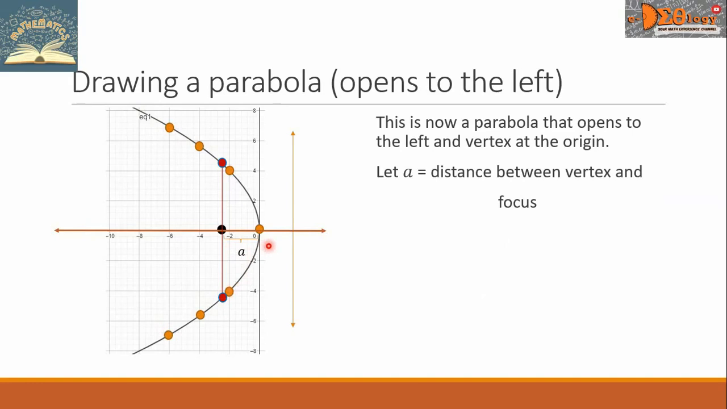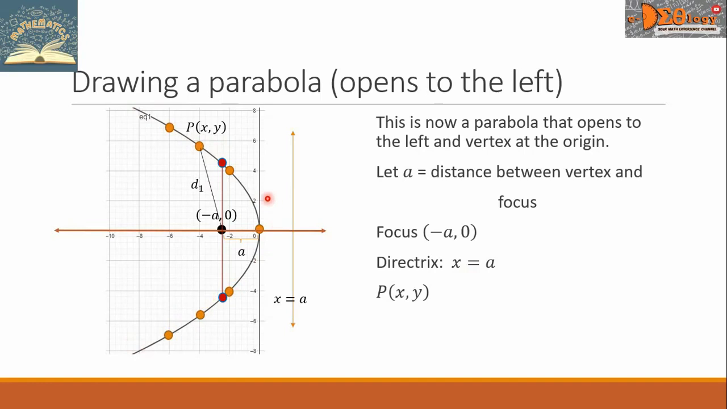We let a be the distance between the vertex and the focus. It means the focus has the coordinates (-a, 0), and the directrix has the equation x equals a. We take one point of the parabola, say this point. We put this P with coordinates (x, y), and this point represents all the points of the parabola. We take the distance of this moving point from the fixed point, the focus. We denote this as d sub 1. Also, we take the distance of this moving point from the directrix.